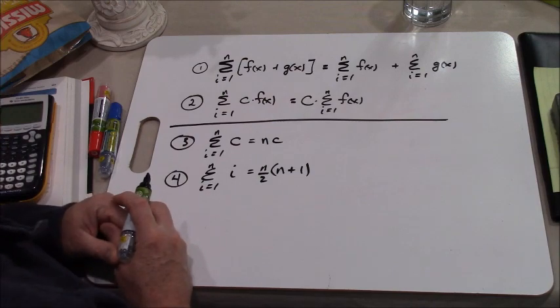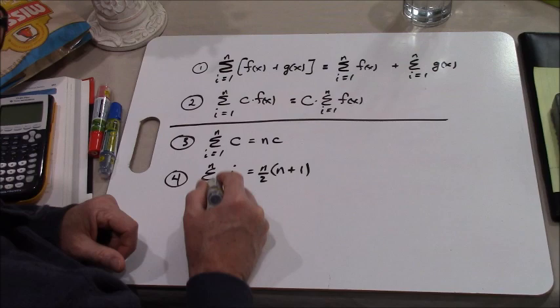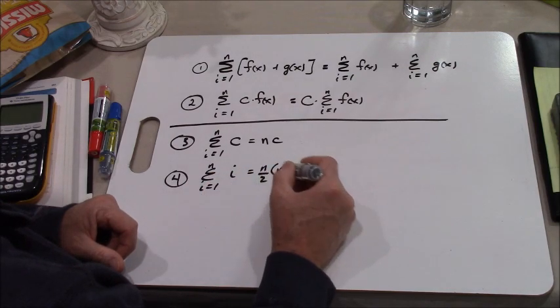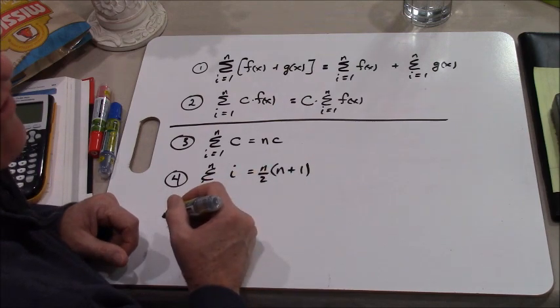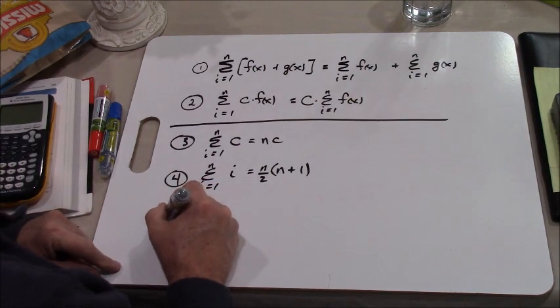So there's our formula. If I was doing something like the summation for i equals 1 to 10 of i, I would do 10 over 2, that's 5, times 10 plus 1, that's 11. So 5 times 11, that would be 55. All right, next formula.